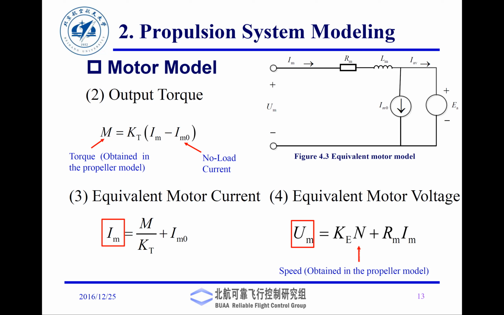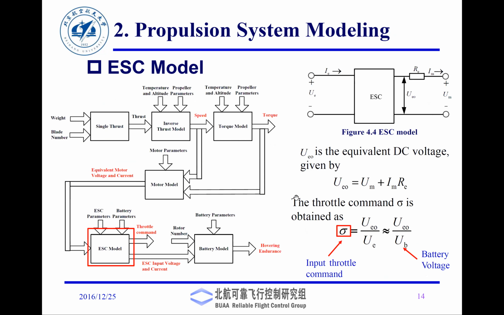From that speed, select the appropriate motor. From that motor, you make sure that the thrust is what you need, the torque is what you need, and then go on to the next step, which is the design of ESCs. So ESC is a very simple circuit approximation.